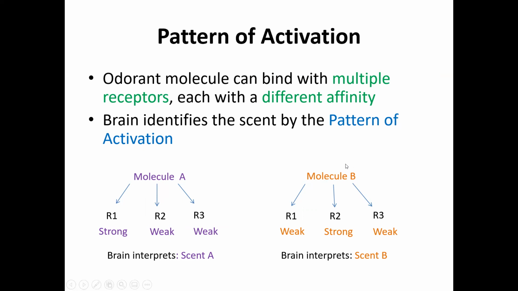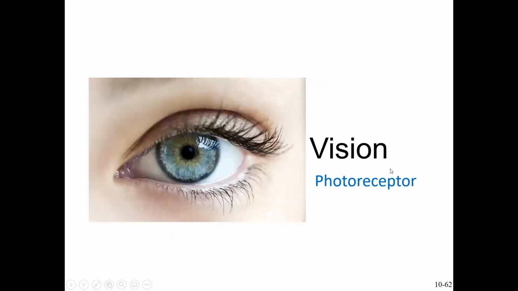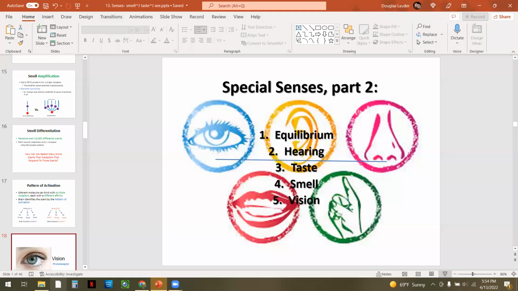Whereas if molecule B has the code weak, strong, weak, that pattern of activation is going to be decoded in the brain as scent B. Okay, so it's just depending on which of the receptors are activated in order to be decoded as a particular sensation. Okay, that's revision now.